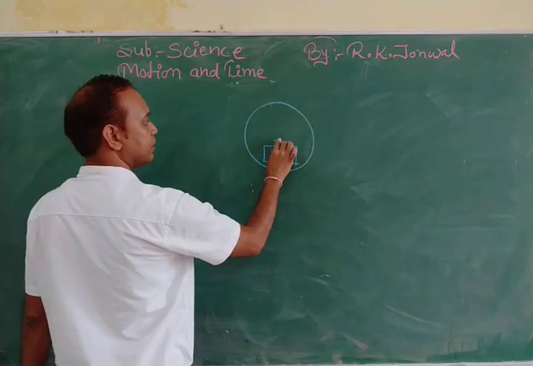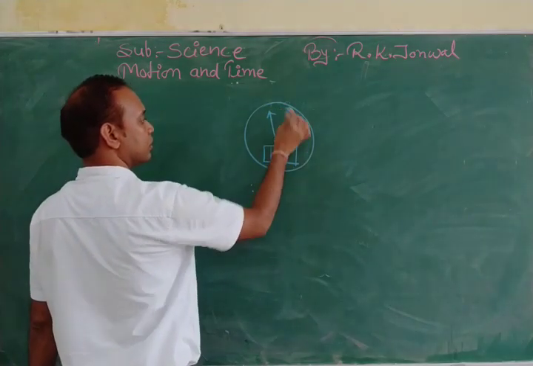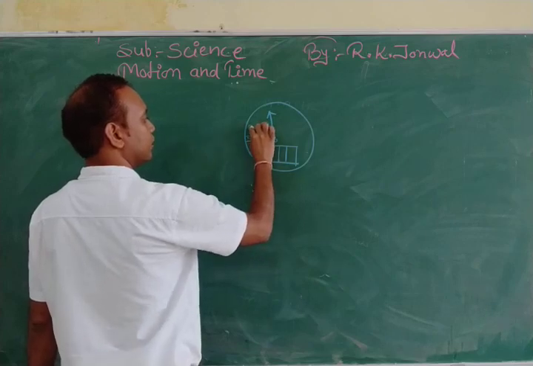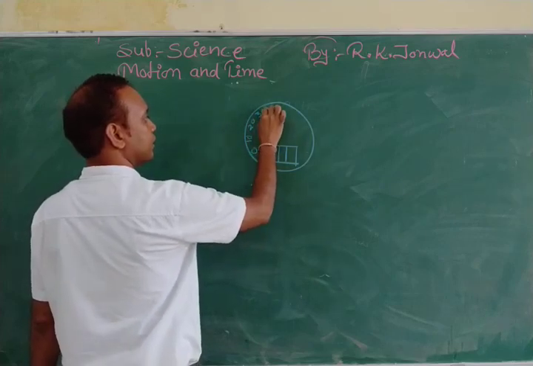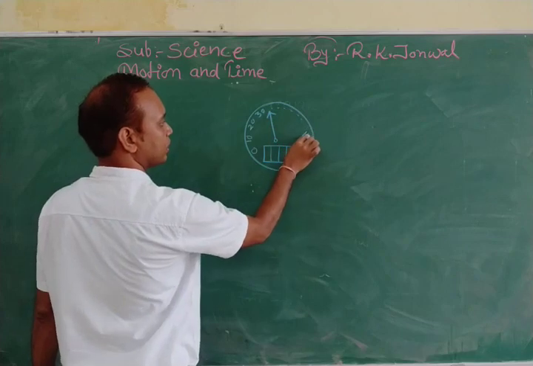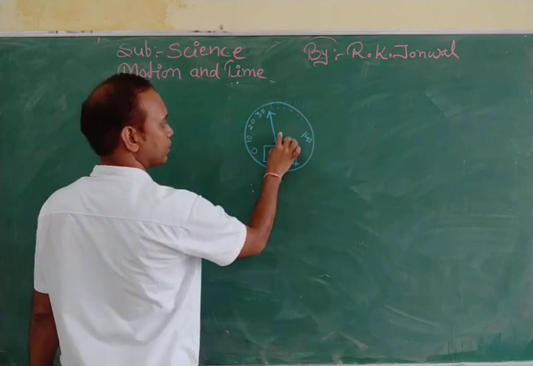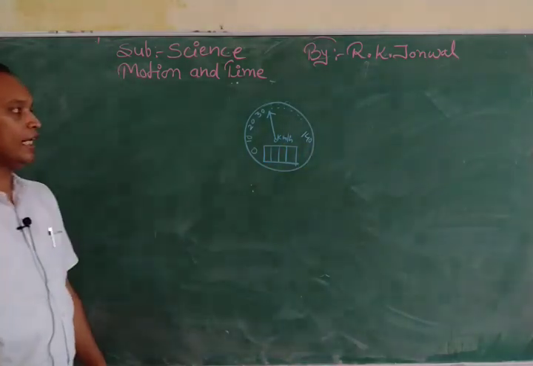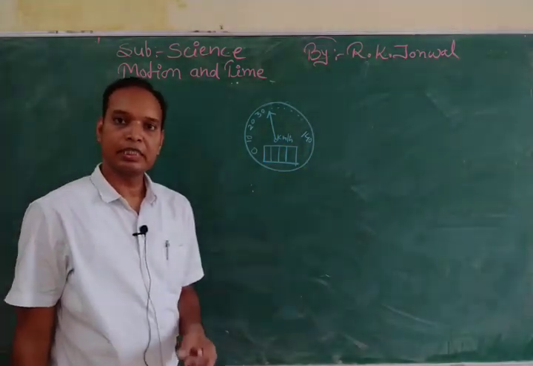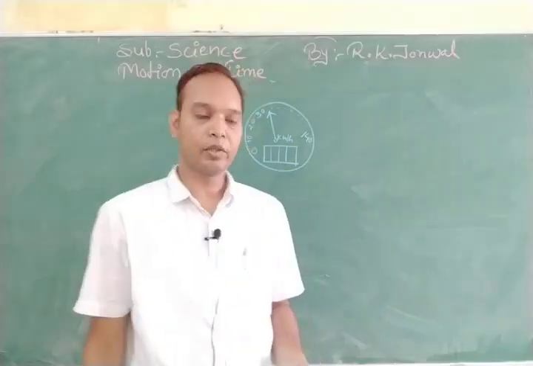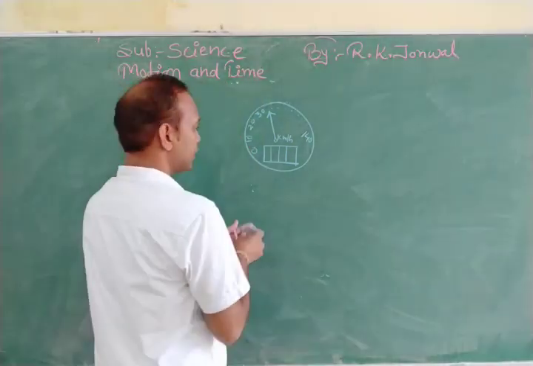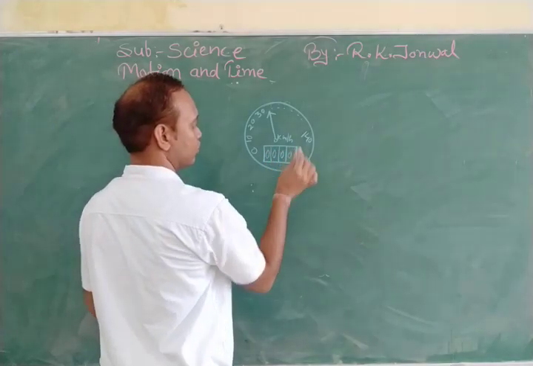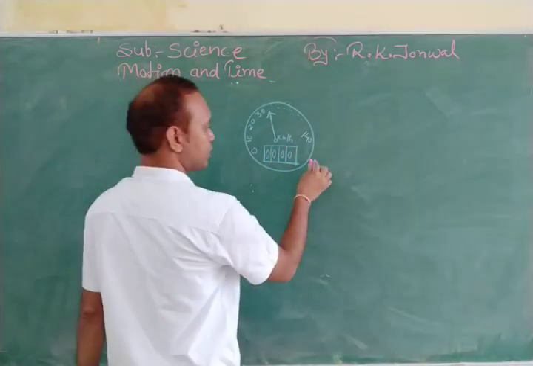Here is one needle. Here is written 0, 10, 20, 30, like that, up to 140. Here is also written kilometer per hour. So that instrument you must have seen in your car. Here is also written 0, 0. So here are two instruments, students.